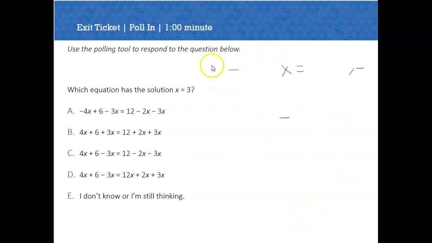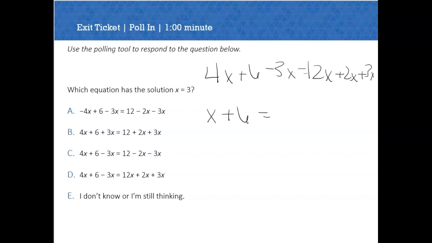Okay, in the next one, we have something much different on the right side. So let's be careful. 4x plus 6 minus 3x. Although it's different, the steps are exactly the same. Look for parentheses, no parentheses. Combine like terms, 4x and minus 3x. This time we have 12x, 2x, and 3x. So all of these go together. That's 17x. So this time I don't need to move the 6 because there's no number on the right.